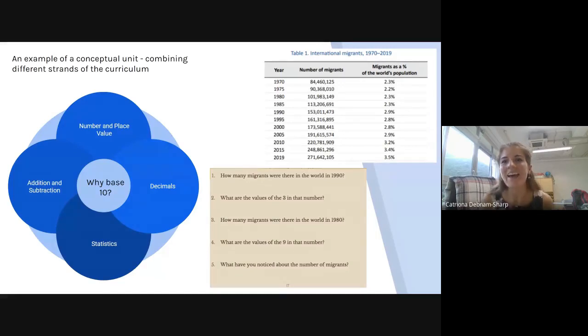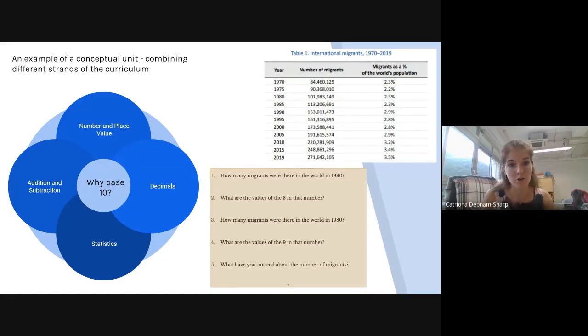Okay, sorry. And then here's an example of an activity which actually combines two of these units, statistics and number and place value. So the children had to look at a table here, identify how many migrants there were in the world in 1990, for example, work out the value of the 3 in that number. So we're looking at reading bigger numbers. And then at the end, what have you noticed about the number of migrants? So we're asking them to interpret data, but at the same time, check their understanding of place value too.